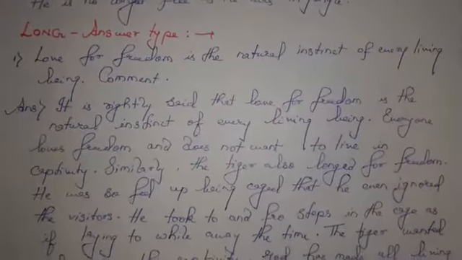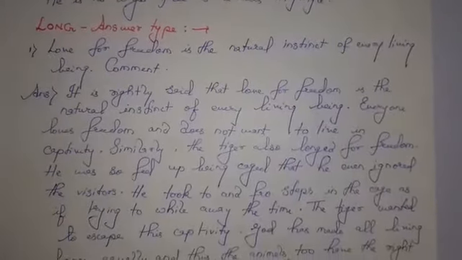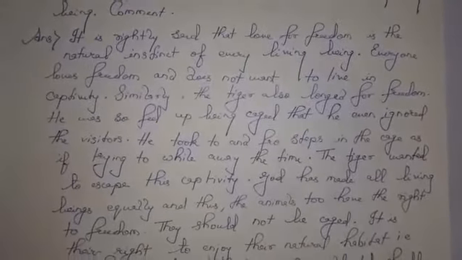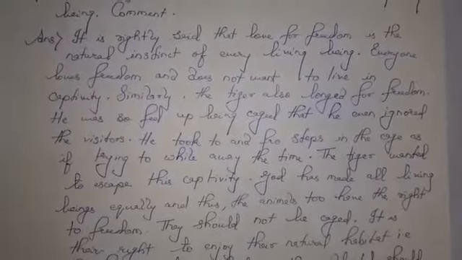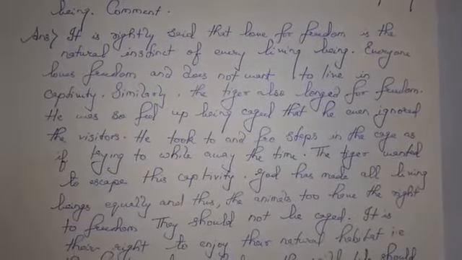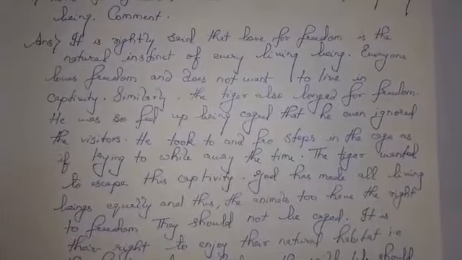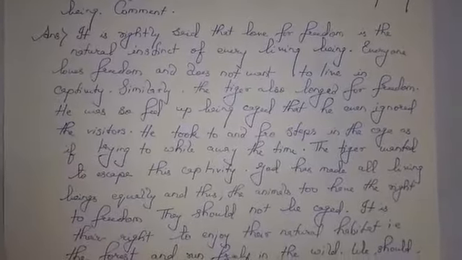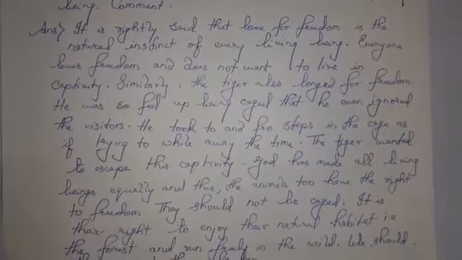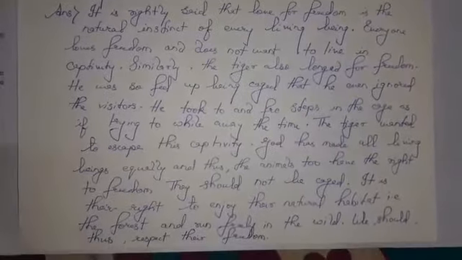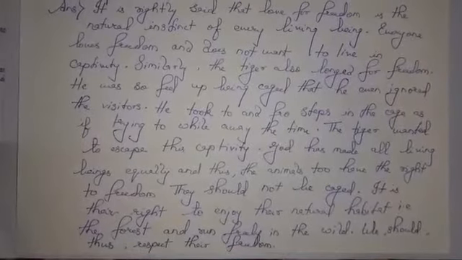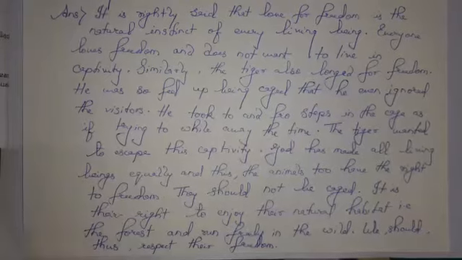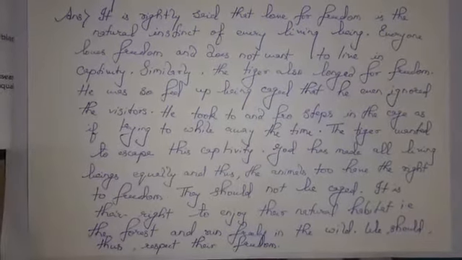He was so fed up being caged that he even ignored the visitors. He took to and fro steps in the cage as if trying to while away the time. The tiger wanted to escape this captivity. God has made all living beings equally and thus the animals too have the right to freedom. They should not be caged. It is their right to enjoy their natural habitat, that is, the forest, and run freely in the wild. We should thus respect their freedom.